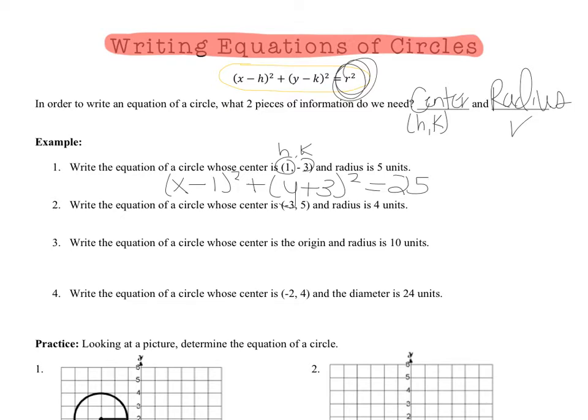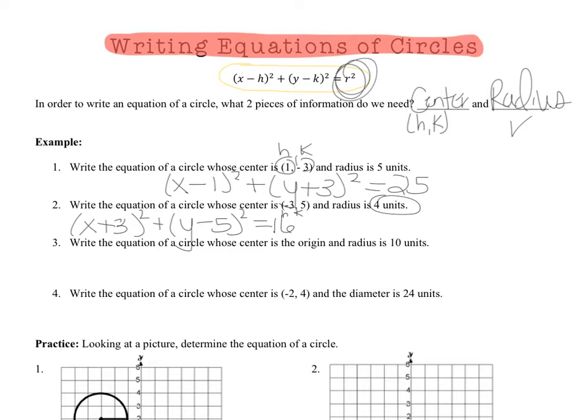All right, so let's look at the next one. Write the equation of a circle whose center is (-3, 5) and the radius is 4. So this is h and this is k. So x, the opposite of h, so plus 3 squared, plus y, the opposite of k is minus 5 squared, equals my radius squared. Since my radius is 4, my radius squared is 16.